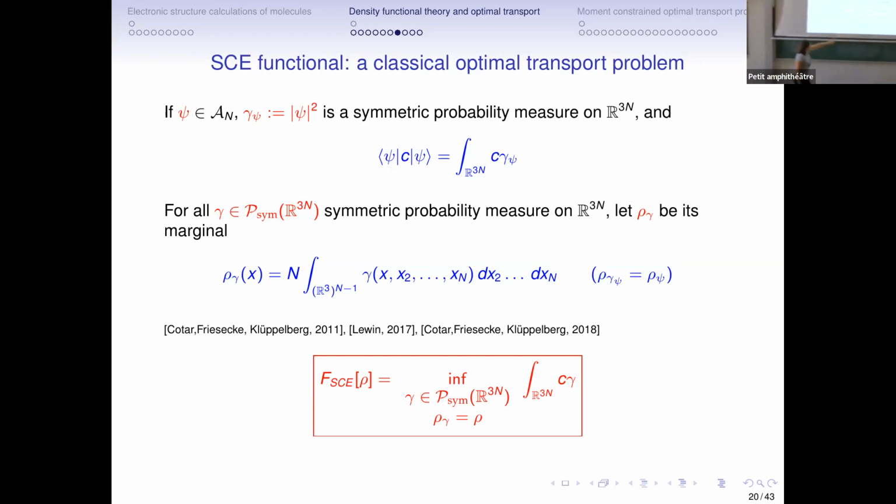This is the counterpart of the electronic density constraint that you have in the original Weinberg functional. And the quantity here is the integral of the Coulomb cost, the Coulomb potential, sorry, times the probability measure gamma. So this minimization problem, this time defined over probability measures on R^{3n}, is a classical optimal transport problem.